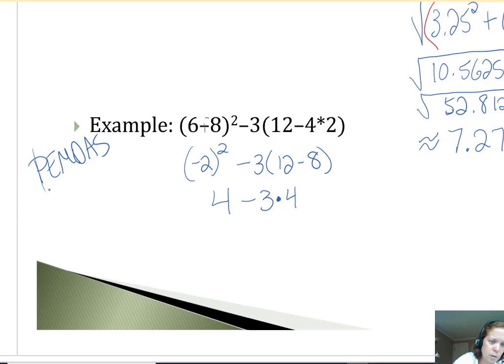Okay, so I did my parentheses, I did my exponents. Back to this multiply and divide, so bring down the 4. 3 times 4 is 12. So notice, I'm not doing 4 minus 3 yet. First, 3 times 4 is 12. Did my multiplying and dividing. Now adding and subtracting. This is like a 4 minus 12. I can change this to plus negative 12 if that helps me think about this, so this is going to be a negative 8.